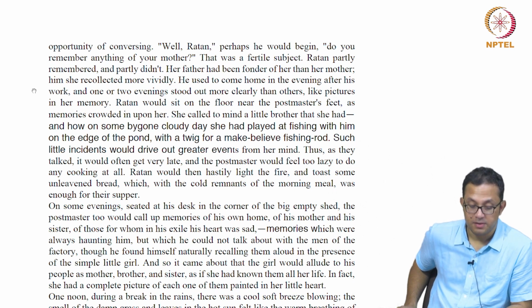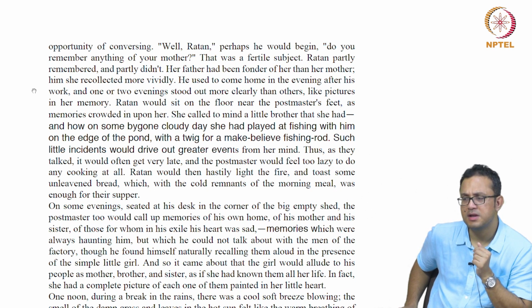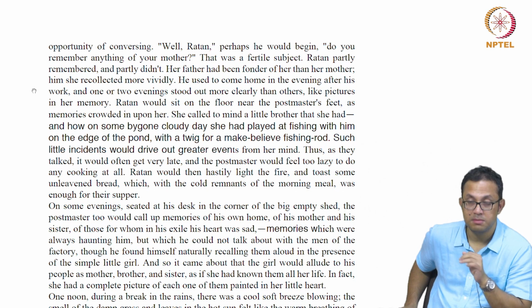On some evenings, seated at the desk in a corner of his big empty shed, the postmaster too would call up memories of his own home, of his mother and his sister, of those for whom in his exile his heart was sad. Memories which were always home to him, but which he could not talk about with the men of the factory, though he found himself naturally recalling them aloud in the presence of a simple little girl. So interestingly, we find that the postmaster connects much better, much more organically to little girl Ratan over here than to the men of the factory.